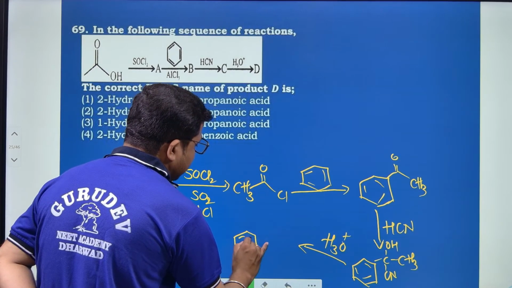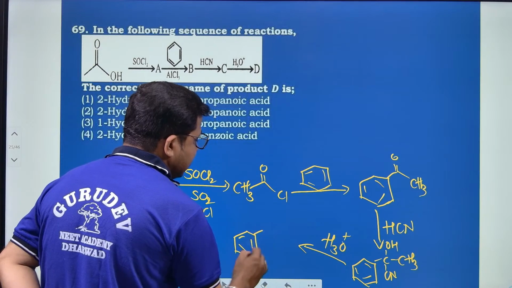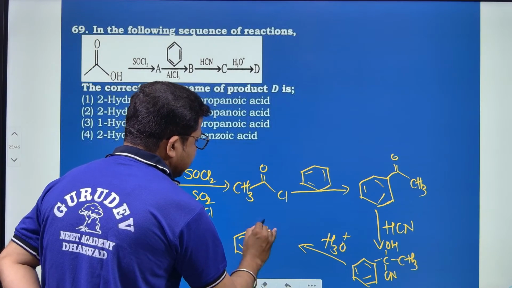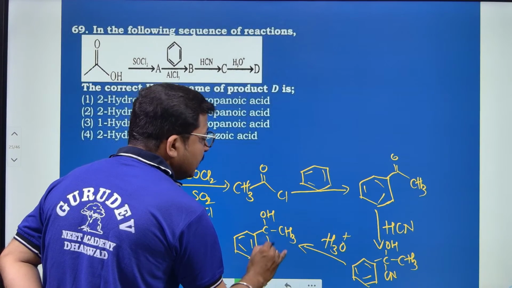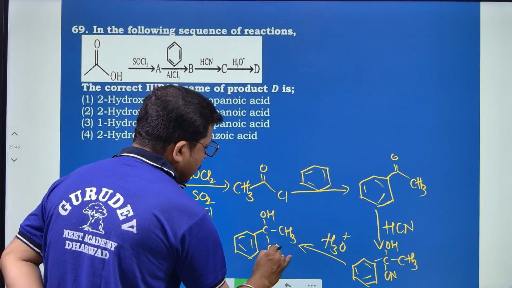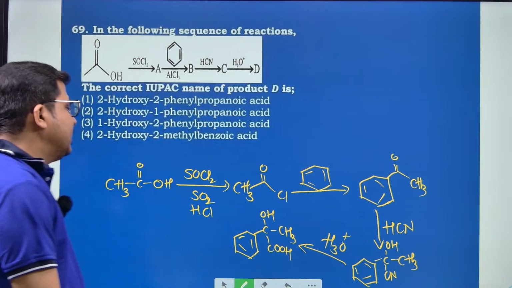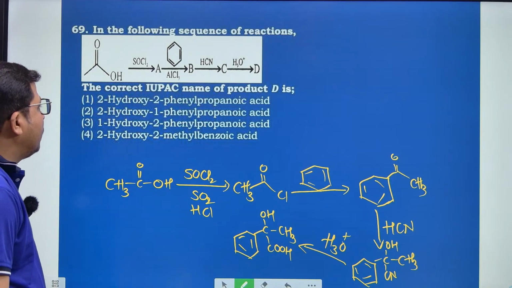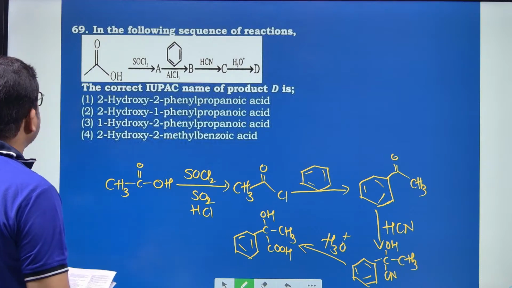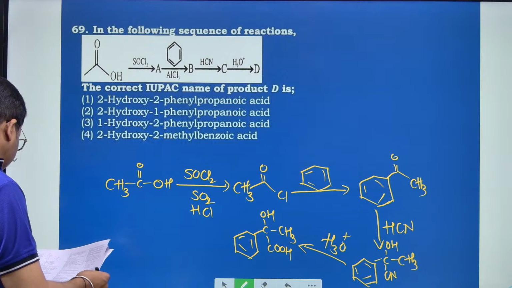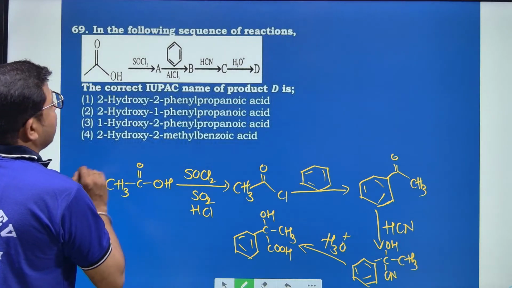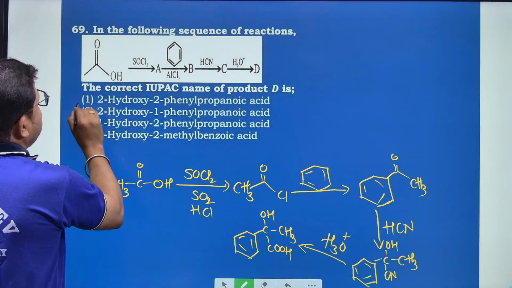the compound like this. The compound is C(OH)(CH3)COOH. The name of the compound is that is option number 1, 2-hydroxy 2-phenylpropanoic acid.